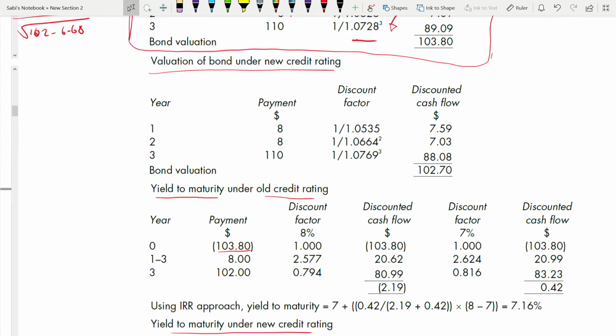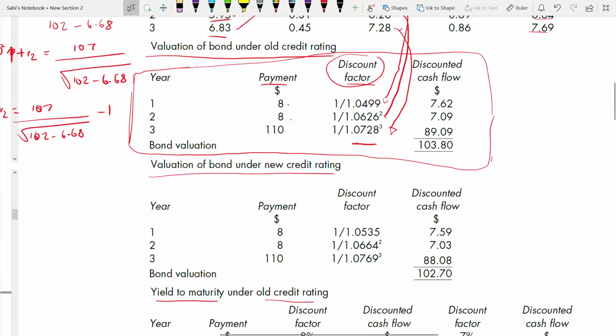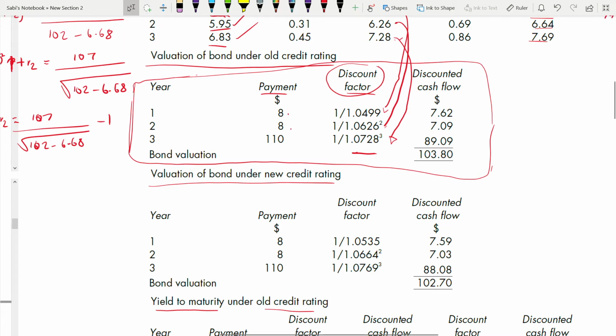right? Oh, before going to this one, sorry, I missed one part here. I missed this, which is very important. Valuation of bond under new credit. Okay, so the question asked valuation and yield to maturity. Before calculating yield to maturity, you have to calculate valuation. So valuation for the old credit rating we found 103.8.